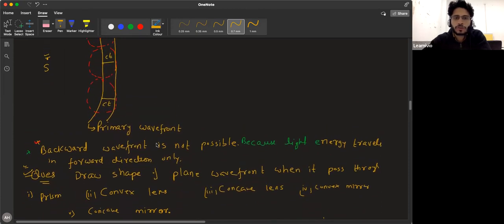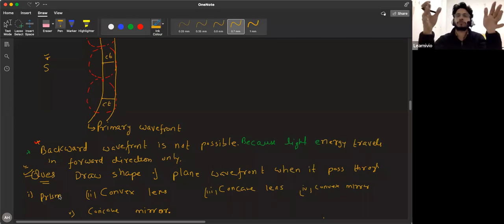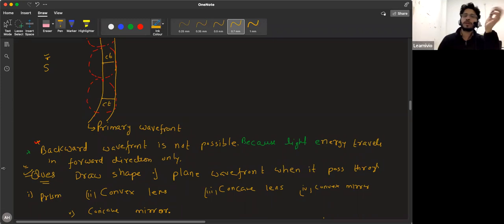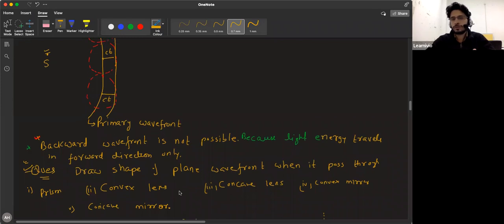The first question says, draw the shape of a plane wavefront when it passes through a prism. So you take a prism, you pass a plane wavefront through it, and you have to draw the shape of the wavefront after it crosses the prism. Similarly, you take a plane wavefront, you incident it over a convex lens, and you have to draw the shape of the wavefront. There are two ways to do this question. One is you can do proper geometrical construction, and another is tricky.